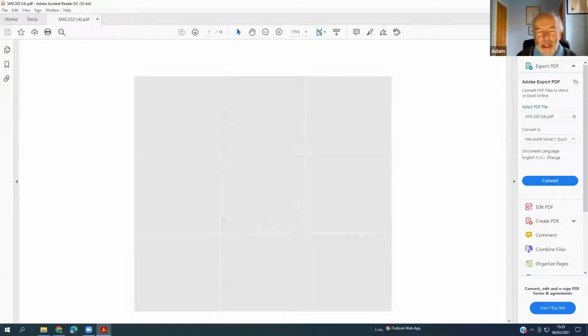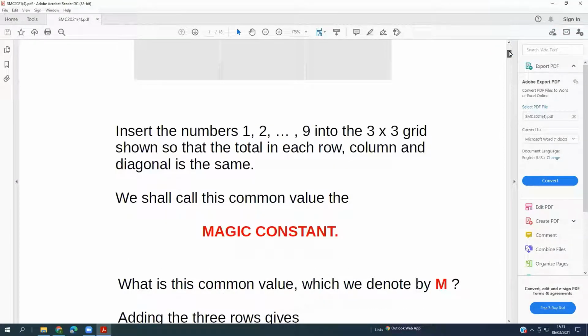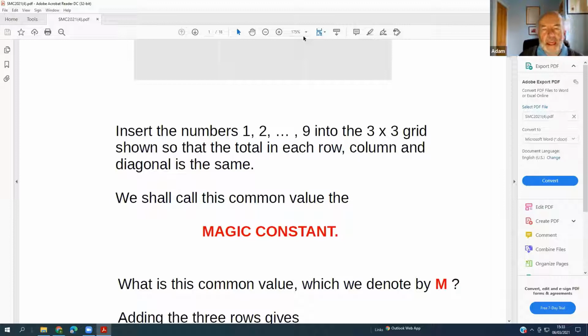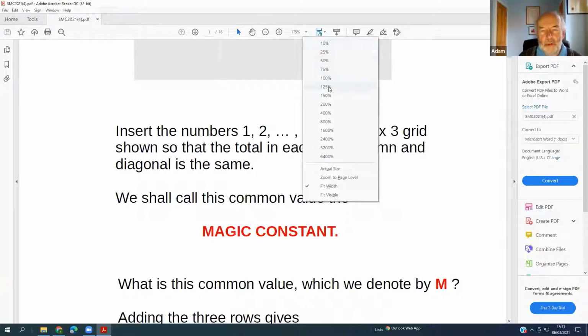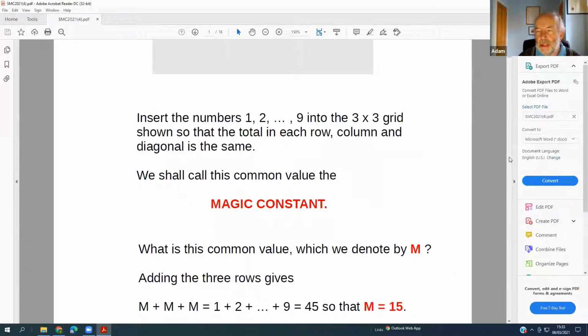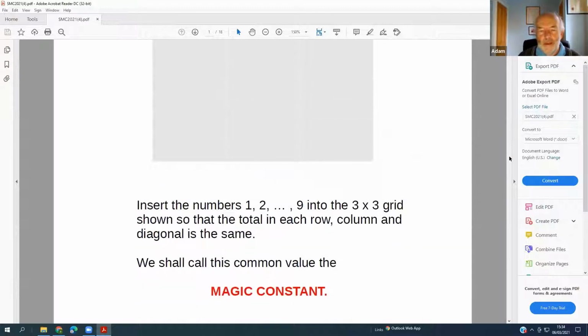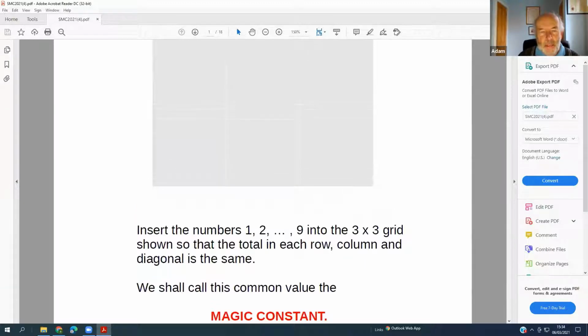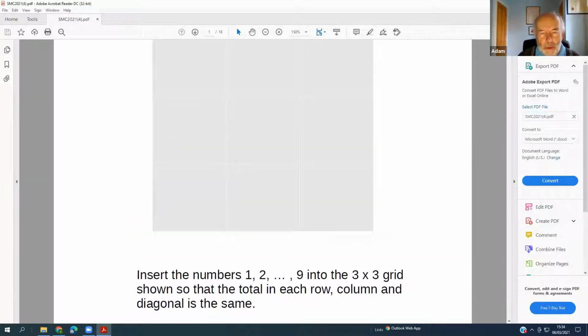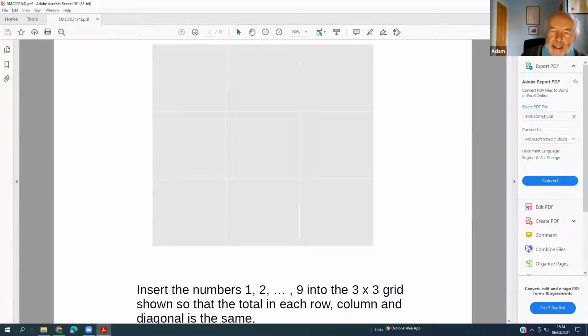Here's the task that I present live to pupils. We've got this blank 3x3 grid, and we want to insert the numbers 1 to 9 into the grid in such a way that the total in each row, column, and diagonal is the same. So if we just reduce this a little bit to what we're doing, we've got the numbers from 1 to 9, and we've got 9 boxes. Each number is to be used once and once only. You're not allowed any duplicates.